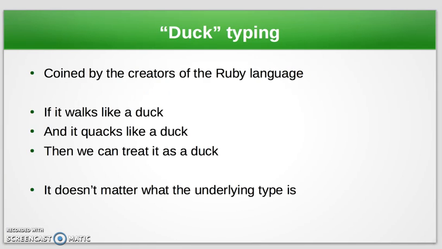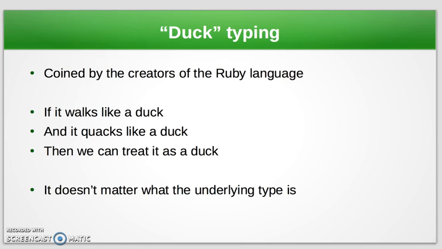Now, there's a phrase which comes from the Ruby world, which is called duck typing. And the idea is that if an object walks like a duck and it quacks like a duck, then for all intents and purposes we can treat it as a duck. It doesn't matter if it has a whole load of other attributes and methods that we're not interested in. We're only interested in the ones that mean that it can conform to the interface specification.